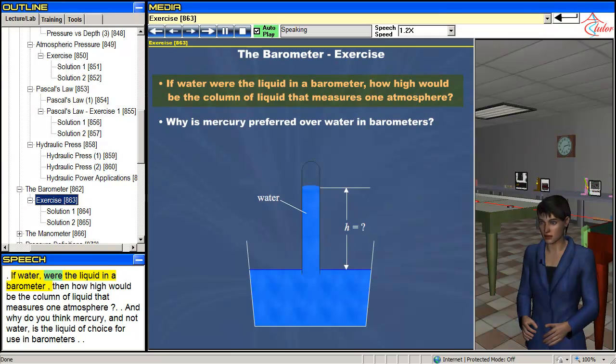If water were the liquid in a barometer, then how high would be the column of liquid that measures 1 atmosphere? And why do you think mercury, and not water, is the liquid of choice for use in barometers?